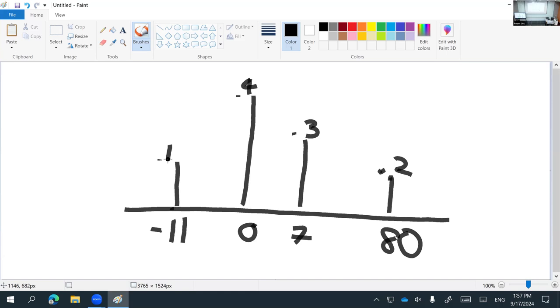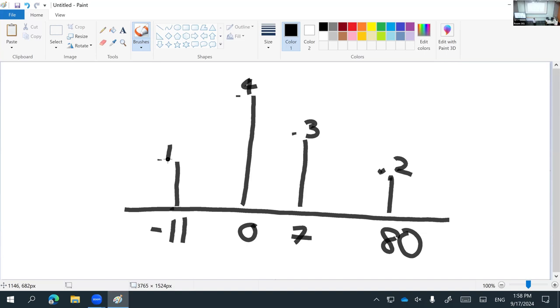Question. Is this a valid representation of probability? Yes. Nothing is below zero. Nothing below zero. What's the probability of anything at all? 0.1 plus 0.4 plus 0.3 plus 0.2. What do I get? 1.